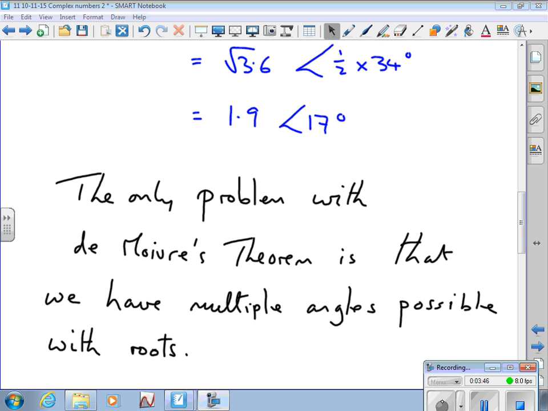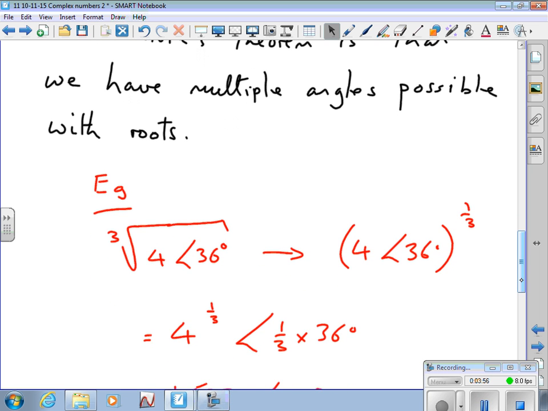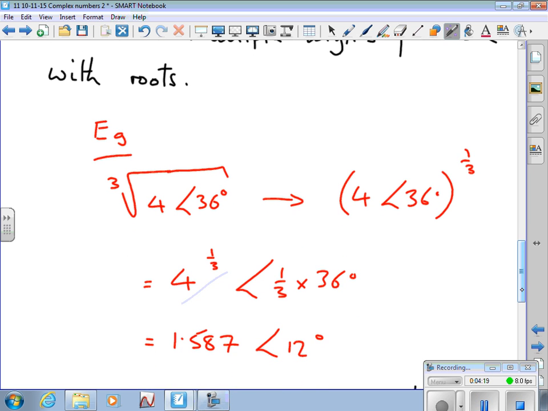So the only problem we have with De Moivre's theorem that we might forget is that we have multiple angles possible with roots. For example, the one we've just looked at, the cube root of 4 angle 36, well maybe we didn't, but there it is. So apply De Moivre's theorem, the cube root is to the power of 1/3. So that's the cube root of 4, or 4 to the power of 1/3, and then 1/3 of 36 will give me the angle. So we end up with this, 1.587 angle 12.